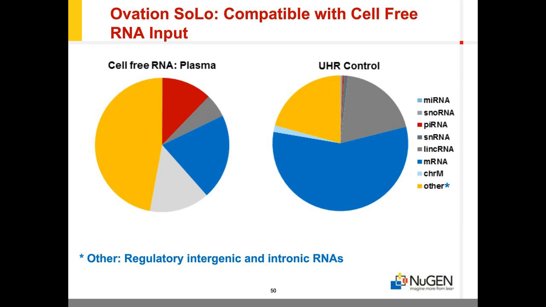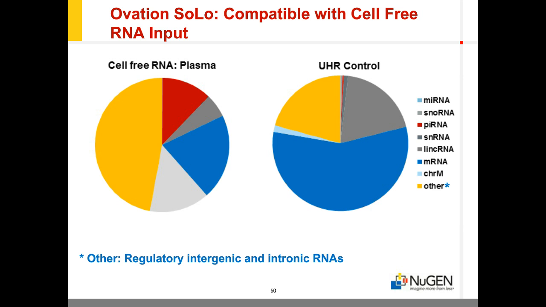As shown here, while the majority of the UHR control was mRNA, only about 15 to 20% of the plasma RNA mapped to mRNA sequences. Conversely, the majority of the plasma RNA samples fell into this other category, which includes regulatory intergenic and intronic RNAs, which can be explored as novel sources of non-coding RNA biomarkers. Additionally, piRNAs and mitochondrial sequences were much more enriched in the plasma RNA libraries compared to the UHR control. These characteristics of plasma RNA have been observed previously and are continuing to be explored.